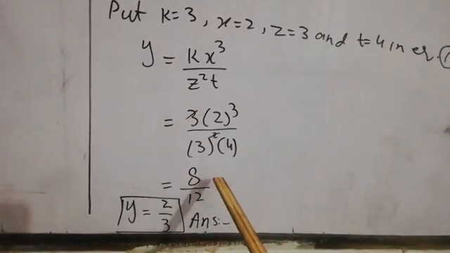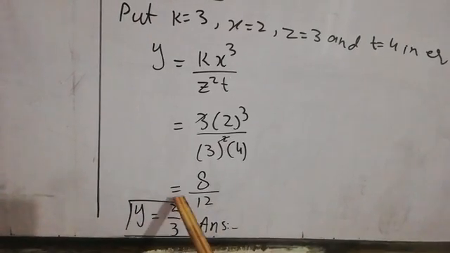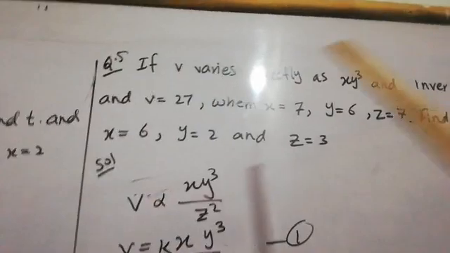We will divide 8 by 3 multiplied by 4, which is 12. Divide the equation by 4. 4 ones are 4, 4 twos are 8, and 4 threes are 12. y equals 2 by 3. This is the answer. Now we are doing the last question.